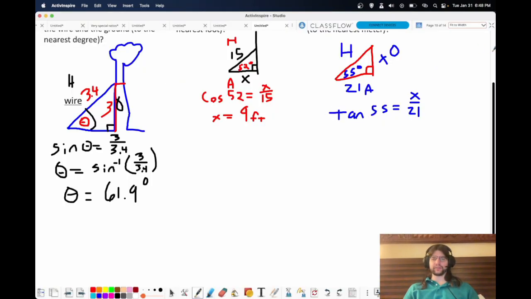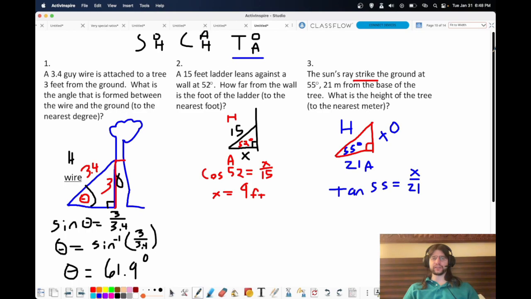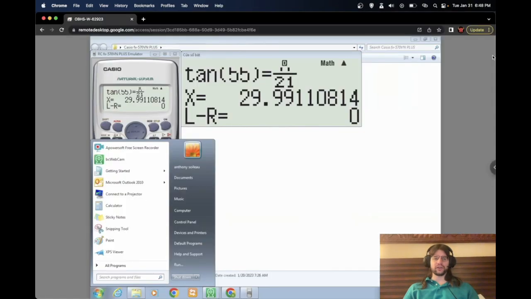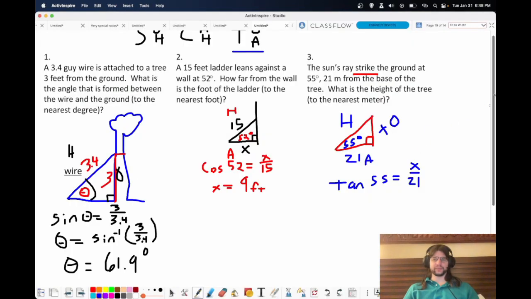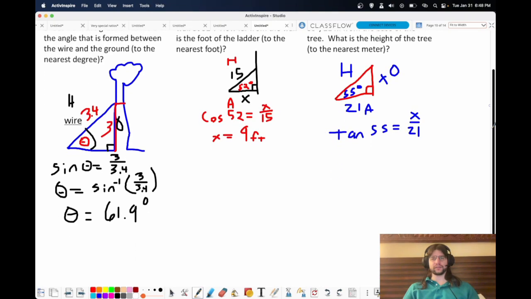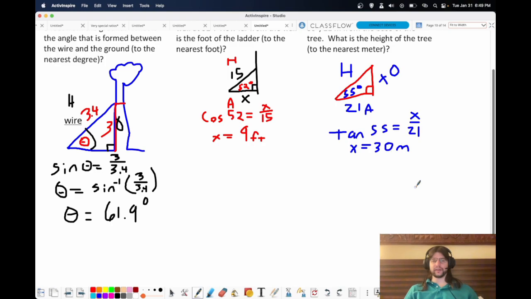And let's scroll back up for a second. The direction said to the nearest meter. So we round 29.99 to the nearest meter. That's going to be 30 meters. Yes, I know rounding's hard. I don't know why. But yes, it's 30 meters. Please put the meters. And don't put 30.0. It says round to the nearest meter. If you want to, you can put 30 point if you really want to, but just 30 is fine. We're not doing sig figs.